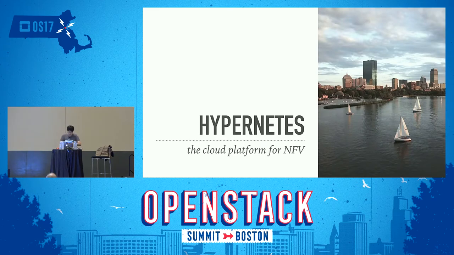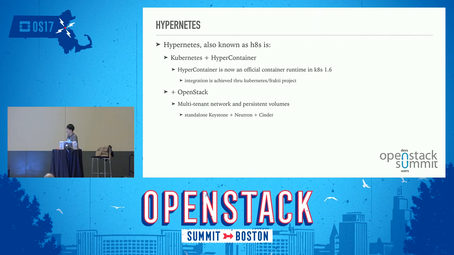So the next part is Hypernetes, which answers the question, how can we run your NFV workloads in HyperContainer with Kubernetes? So that's the Hypernetes project, which is actually upstream Kubernetes with HyperContainer as its runtime. Please note that Hyper is now an official container runtime since Kubernetes 1.6. It is integrated by using the Frakti project. And on the other hand, we are using OpenStack to provide us with multi-tenant network and persistent volume. We are using standalone Keystone, Neutron, and Cinder here. We don't need to install any kind of full version OpenStack. We don't need to do that because it's too complicated. Just standalone components is enough.